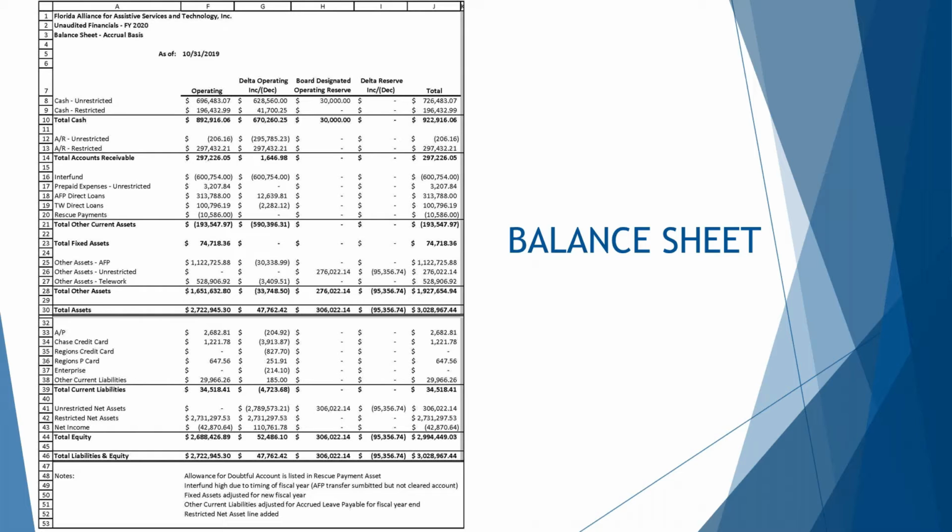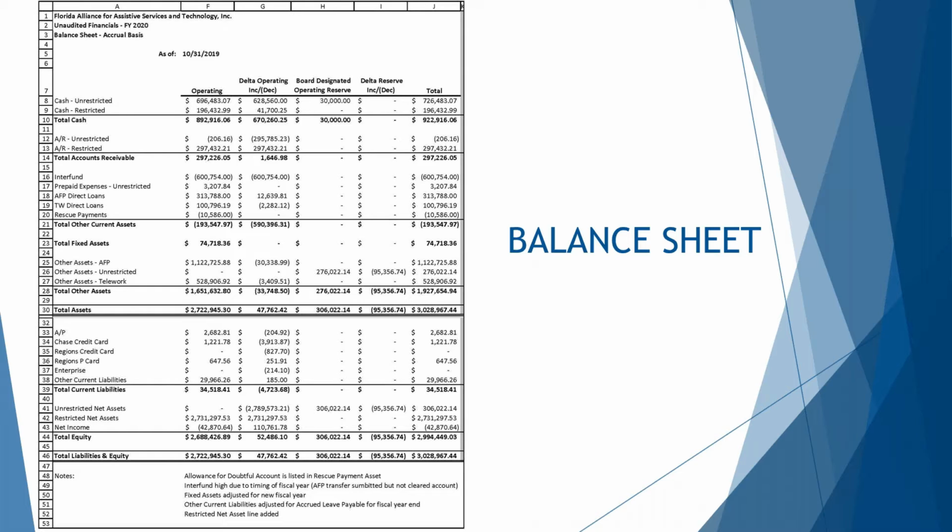Then the Regions P card, the P stands for purchasing card. These were kind of like debit cards, but they had a little bit of restrictions on them so we could control what was being spent. That ended up being kind of a hardship for the organization because it was denying us when we were going online to buy assistive technology from websites that we wouldn't normally do that, which is again why we moved towards going to the Chase credit cards.